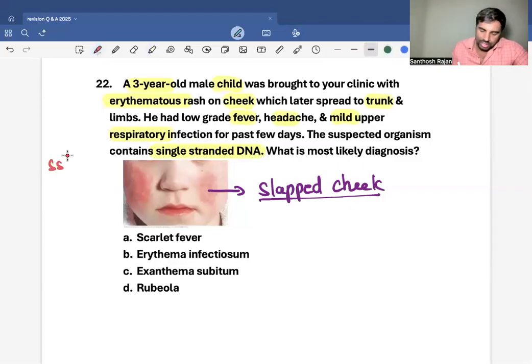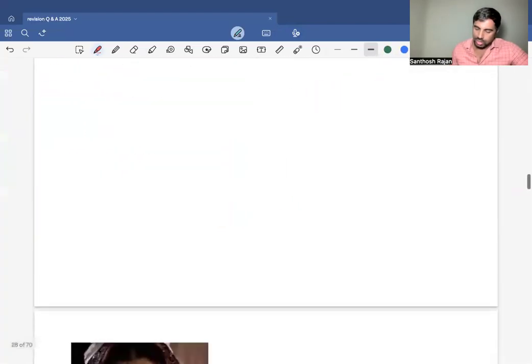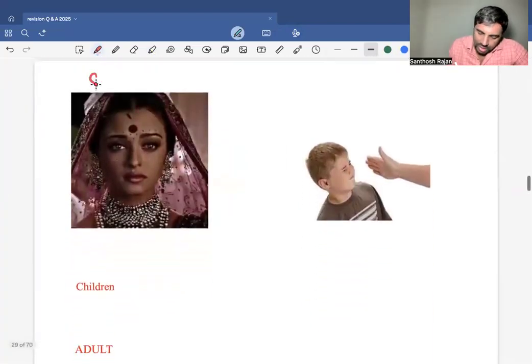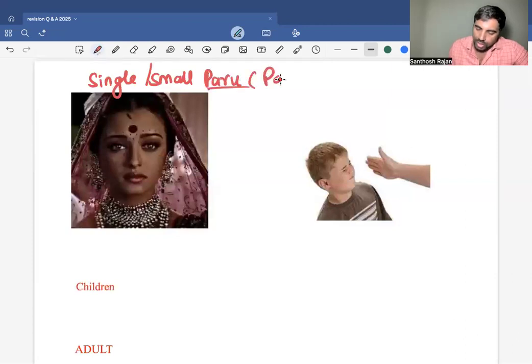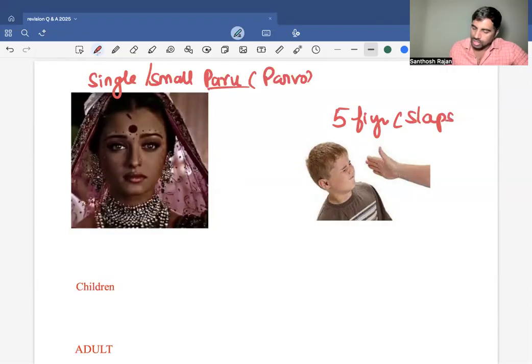If single-stranded, so only single-stranded is our Paru. Here you can see the picture. This is our small Paru, the smallest virus, single-stranded DNA, small Paru. I'm talking about parvovirus. With her 5 fingers, she slaps the child. So this is the slapped cheek appearance.